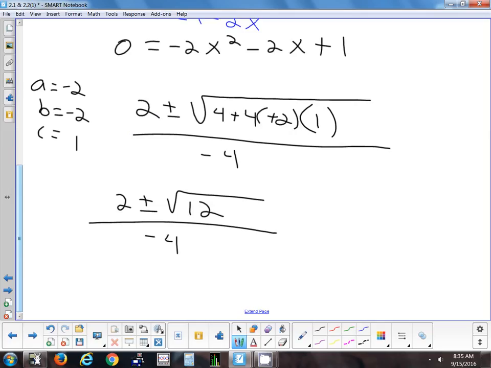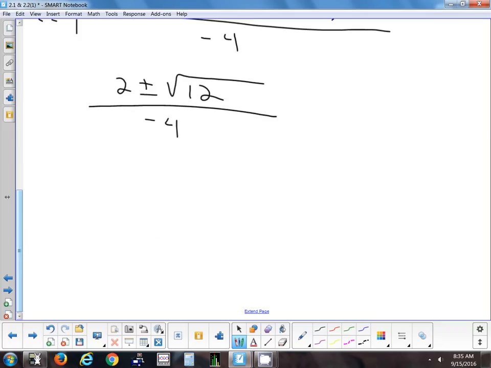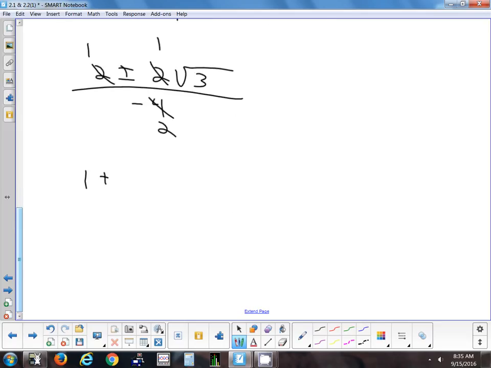divided by -4. Now, if they wanted an exact answer, the next step would be to reduce this like this. 2 plus or minus 2 square roots of 3 over -4. Any question on how I got 2 root 3? Nope. And then I can cancel a 2 from here, here, and here. So this is the exact answer you would see if that's what they wanted.